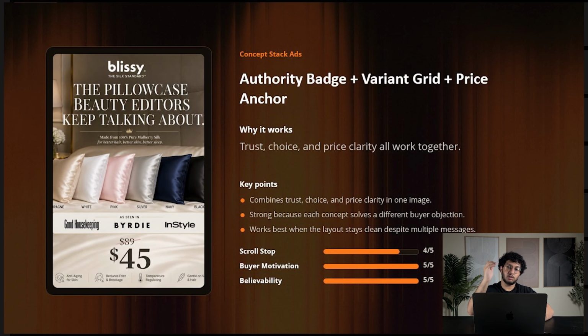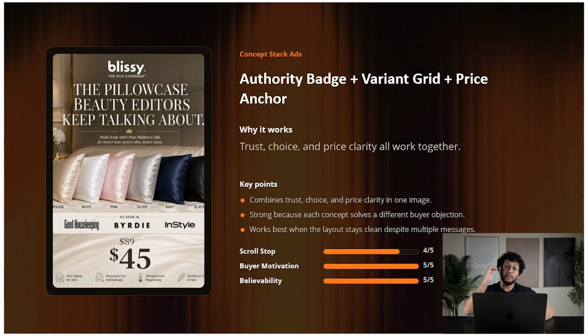On paper, it has trust, choice, and price clarity. That sounds strong. Whereas a standalone static, it can become crowded fast. Authority logos, product variants, and price anchors are all competing for your attention. If the layout is perfect, it can work, but it's very fragile, so I'm putting it in C tier.